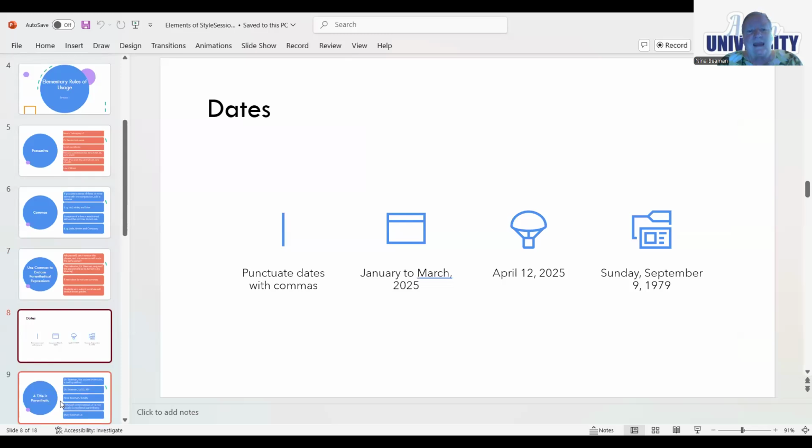So let's talk about dates. Dates are punctuated with commas. So you have January to March, comma, 2025, April 12th, 2025. Now, I want you to notice that I said April 12th, but I write April 12, comma, 2025. Sunday, comma, September 9th, comma, 1979. So even though when we speak, we might say "th" in there, don't when you write.